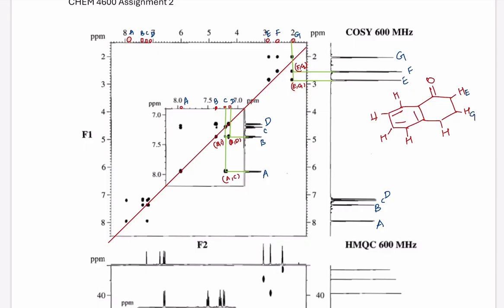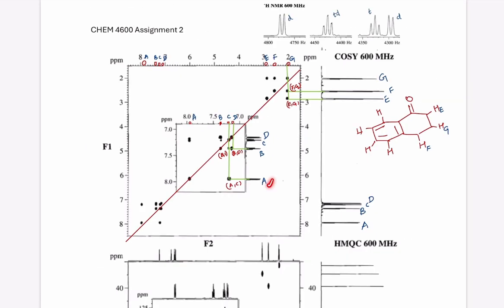Okay. And let's go identify this hydrogen right here. So G should correlate with E and as well as this hydrogen. So now what should be this hydrogen? We are able to see that G is correlating with F, right? So this hydrogen should be F. Now we were able to find out all of these hydrogens that are present on the methylene carbon. Let's go on to the other side.